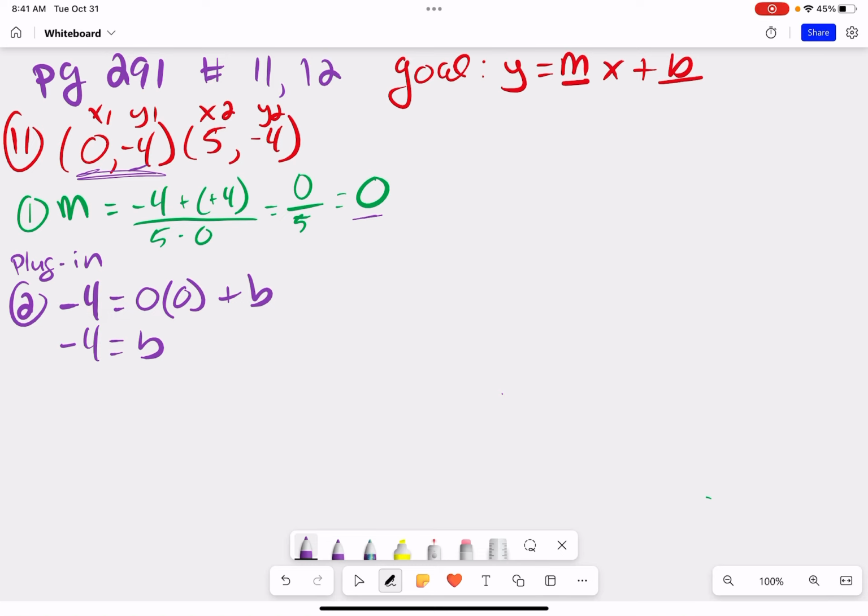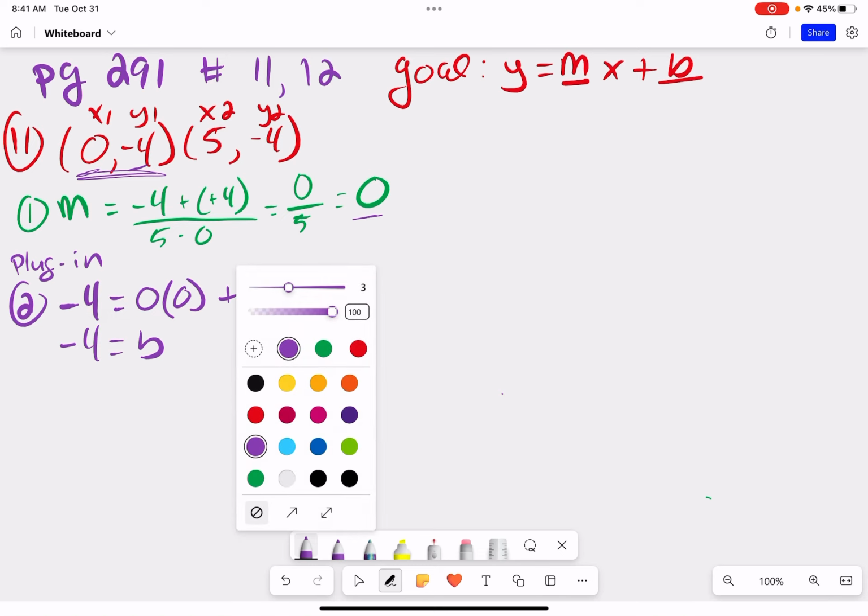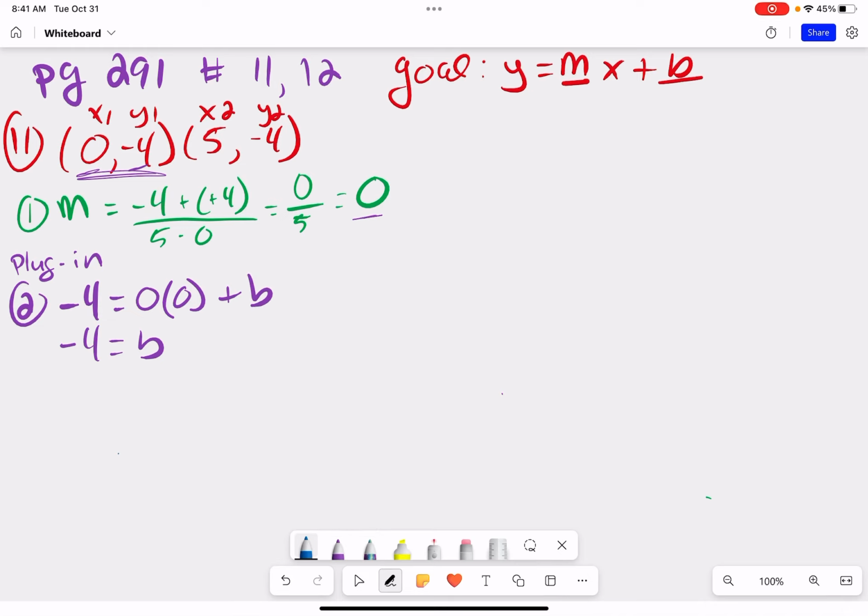B is -4. The last step is I'm going to put this all together, and have my final answer in slope-intercept form. That means I'm going to have a y here, and then I can put my slope of 0x, but we talked about this before, that you don't need that, so I'm going to eliminate that, and I'm just left with what b is, -4. So the answer to this is y equals -4. All right, let's go ahead and do the next one.